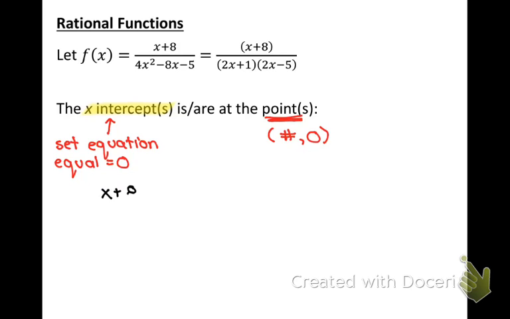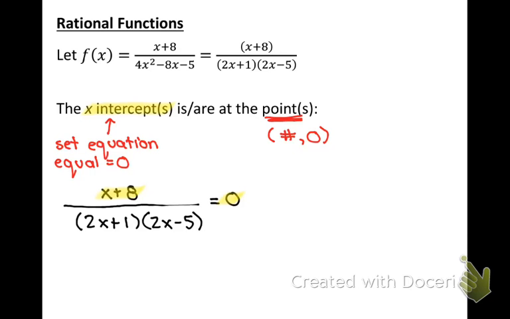x plus 8 over 2x plus 1 times 2x minus 5 equals 0. Now, here's the deal. When you have a fraction, which we do in the case of this rational function, if my fraction is going to equal 0, the only thing I need to worry about is when my numerator equals 0. The reason that this is true is because 0 over anything is 0.